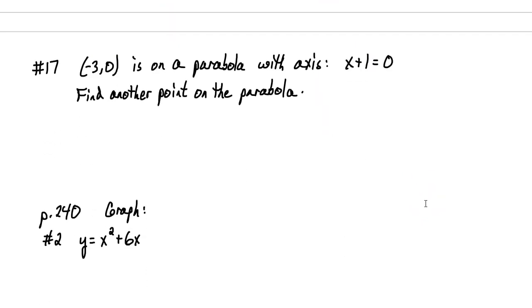Number 17, the point -3, 0 is on a parabola, and the axis is given by this equation. We're not used to our equation looking like that, so let's subtract the 1 and get x equals -1. That's what we're used to seeing for an axis of symmetry. Let's graph this.